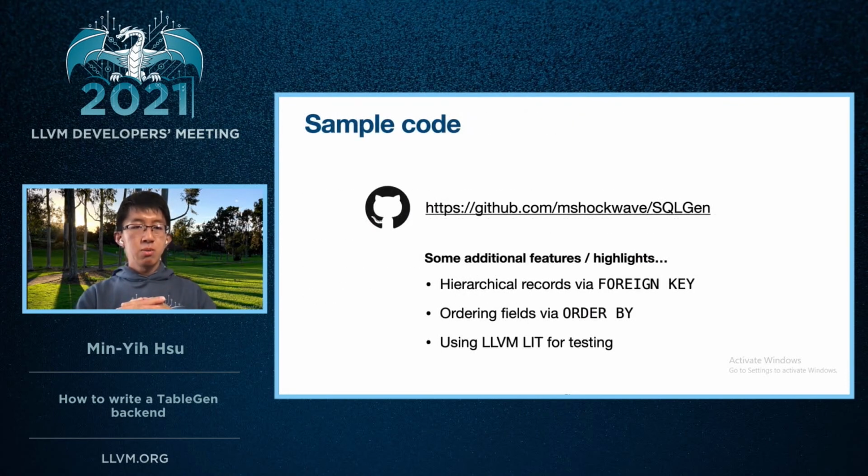So all this sample code is put in this repository, which I will make public later. Just be aware that I was planning to add more features in this talk, but eventually I removed them from the slides. In this code, it contains how we can insert hierarchical records via the foreign key SQL statement, and also some advanced features that implement order by. And last, I use LLVM lit for testing, so it will be a good reference if you want to use LLVM lit on an out-of-tree project.